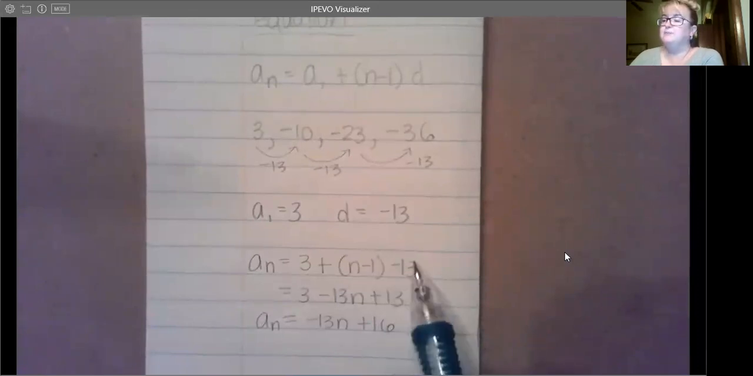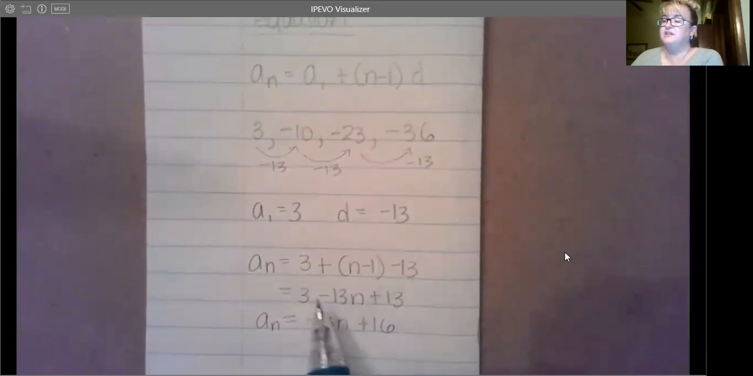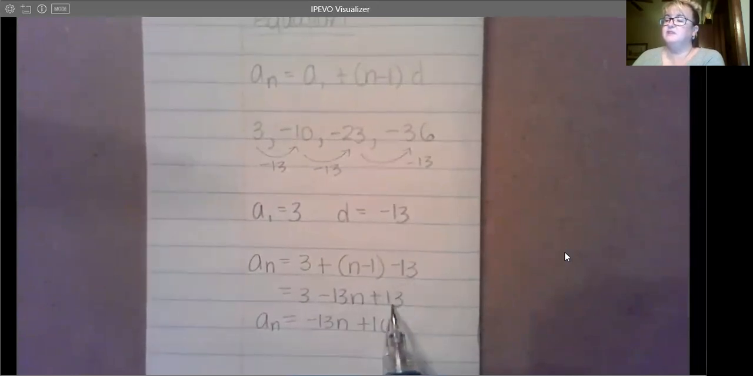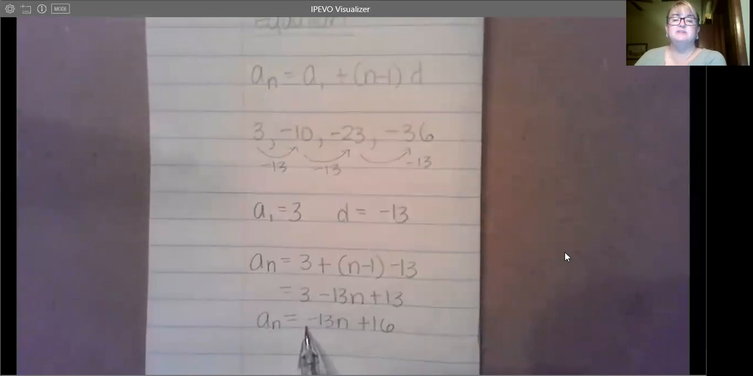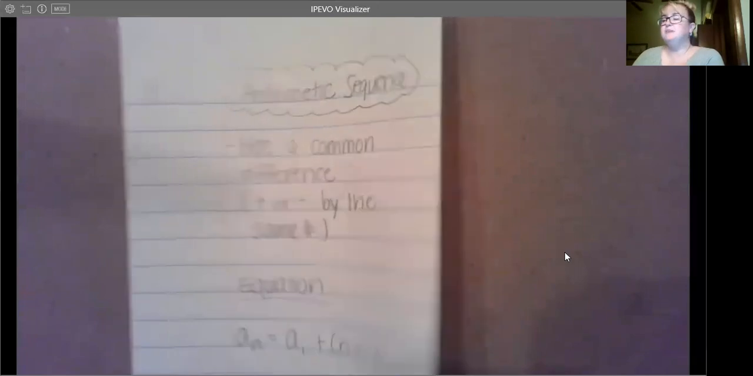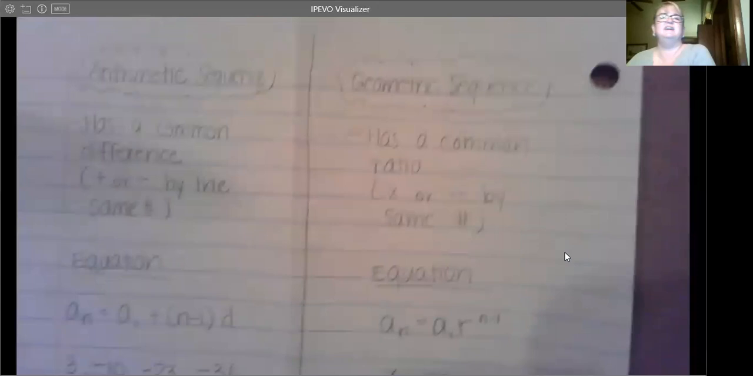Then we will distribute the -13. So we've got 3, -13 times n is -13n, and -1 times -13 is +13. Then you combine like terms, and you've got a sub n equals -13n plus 16. So we did that in Unit 3. That was arithmetic sequences. Well, geometric sequences, we're going to look at them side by side.